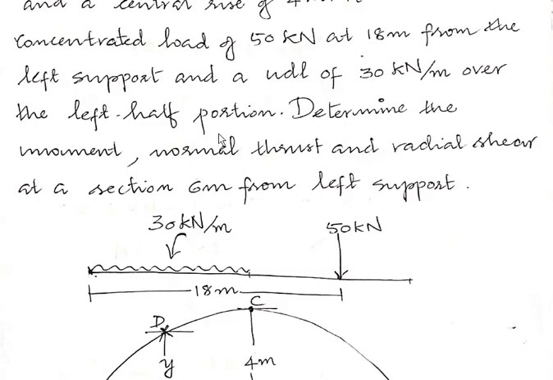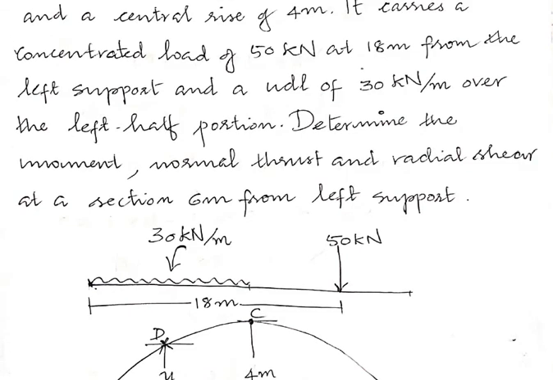So what is next? Determine the moment, normal thrust and radial shear at a section 6 meter from the left support. Here we have already calculated the moment at a section 6 meter from the left support. So at the same point we have to find out the normal thrust and the radial shear. For that we need to know the angle made by the tangent drawn through this point D with the horizontal. So that angle theta is required. Let's see the calculation of theta.